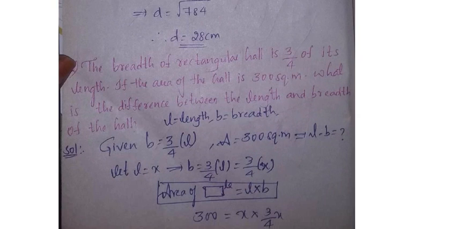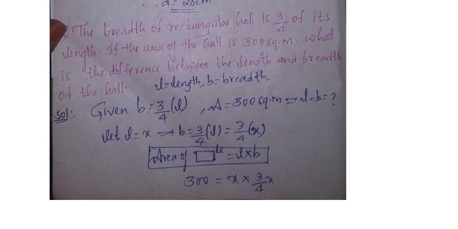Now moving to the next problem, friends. What is this question? The breadth of a rectangular hall is 3 by 4th of its length. What is the meaning? The breadth is equal to 3 by 4th of its length. Can I write breadth, that is b, equal to 3 by 4 of length, which I wrote as L? I am reading the first point again, listen. The breadth of the rectangular hall is 3 by 4th of its length. So breadth equal to 3 by 4 of length.